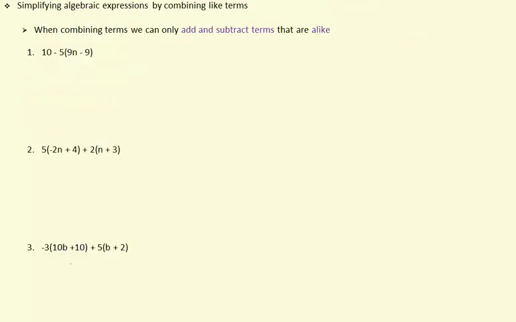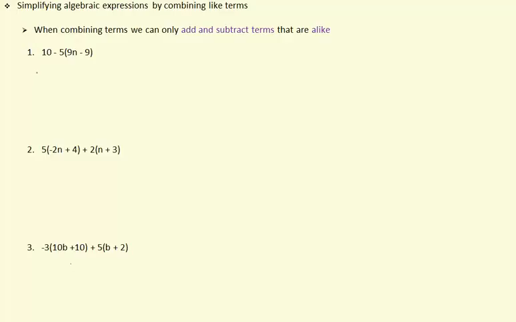Now that we know the correct order of operations, we can simplify algebraic expressions by combining like terms. When combining terms, we can only add and subtract terms that are alike. Let's apply this rule to the following examples below.